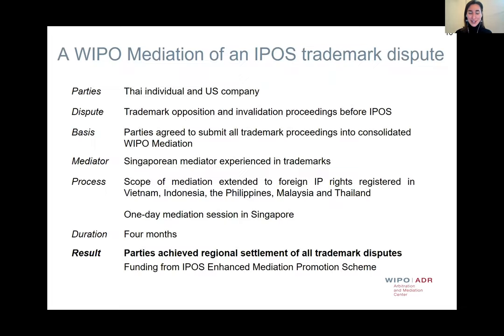And this is just a case that we have seen last year. This was a mediation of a trademark dispute before IPOS, and this was an excellent example because here we had two parties, one from Thailand and one from the US, but actually the dispute involved other six jurisdictions, so it was a total of seven jurisdictions with disputes in all these places, and all those disputes were settled in Singapore. A settlement was reached, a settlement covering all jurisdictions, within a day. And here the parties also used the funding from IPOS, the EMPS. So this was, I find, a very excellent example of how mediation can help you resolve also disputes internationally.